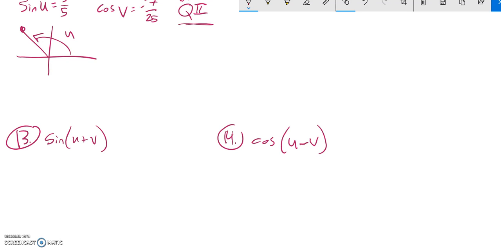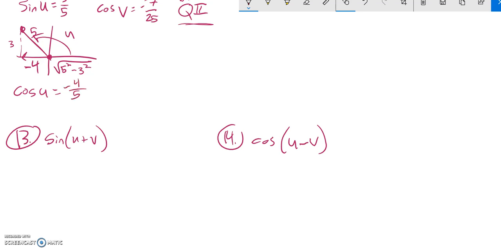Let me get a little sketch going here so I can figure out some things about angle u. Sine of u is 3/5, so this height is 3, which means this radius is 5. I can get the missing side using the Pythagorean theorem: the square root of the radius squared minus one of the sides squared, that's going to be 4. Now 4 is just the magnitude, the length of it. I have to think about the direction too: it's going to the left, so that's a negative 4. So cosine of u would be negative 4 over 5.